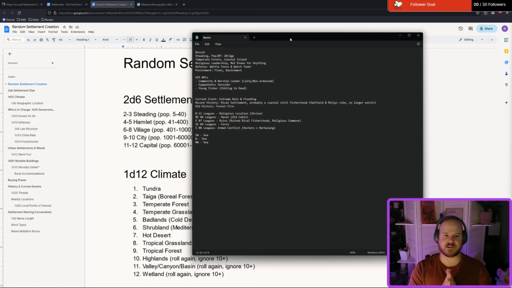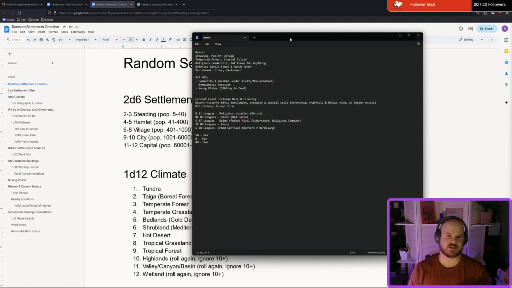And as far as defense goes, they have a wattle fence and a watchtower that stands next to the entrance. And then we have some punishments. For minor infractions, there's usually a fine, and for major infractions, there's usually banishment. People get exiled.